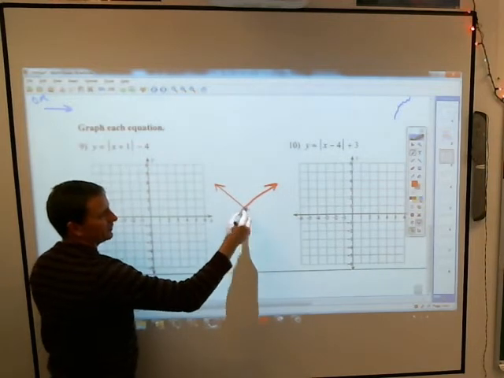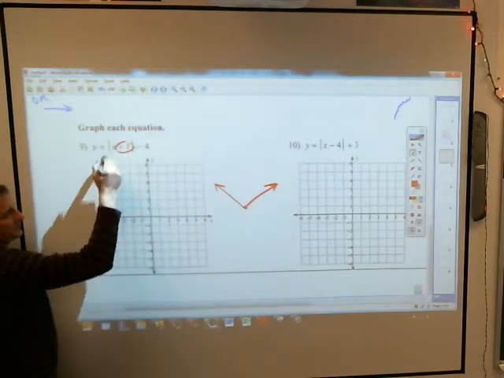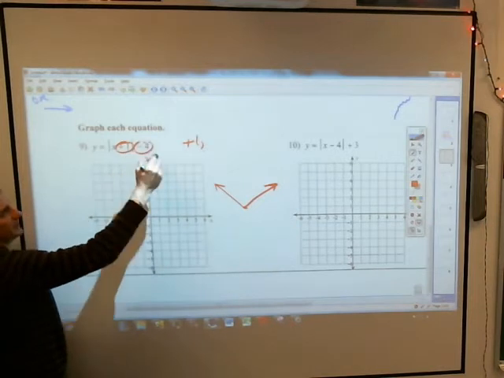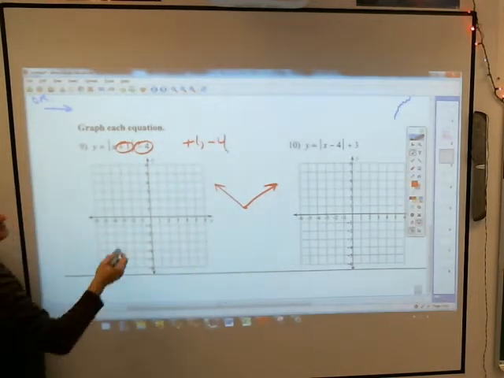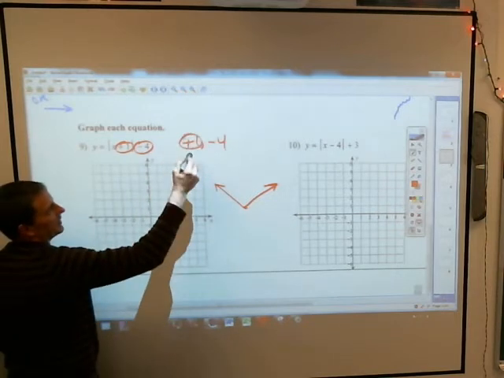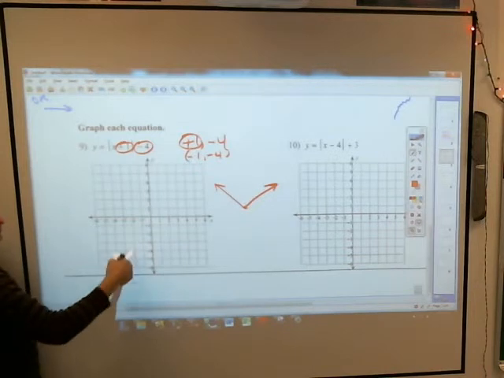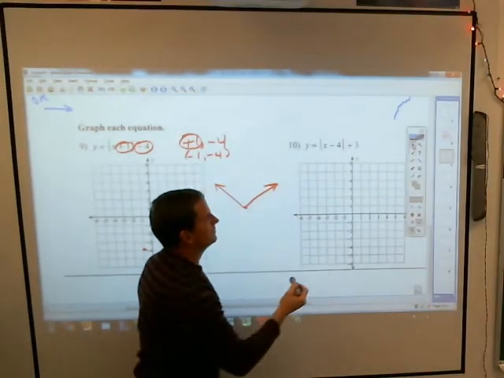But you need to find where that vertex point is. It's the same, you follow the same logic. Whatever's with the X in there is the X coordinate, whatever's on the outside is the Y coordinate, except the X one needs to be changed to its opposite. -1, -4. -1, -4. That's where that V is going to go.